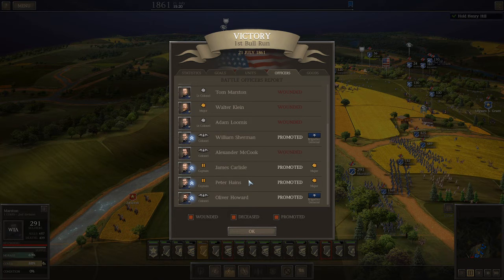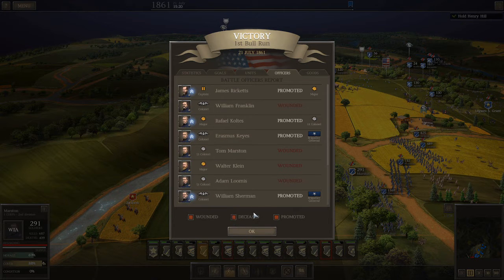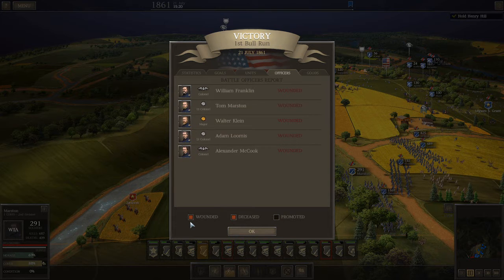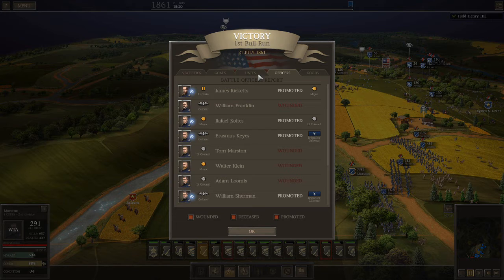James Carlosi, promoted to Major. Peter Haynes, promoted to Major. And Oliver Howard, promoted to Brigadier General. Let's see, just deceased. I don't have any deceased. Nice.